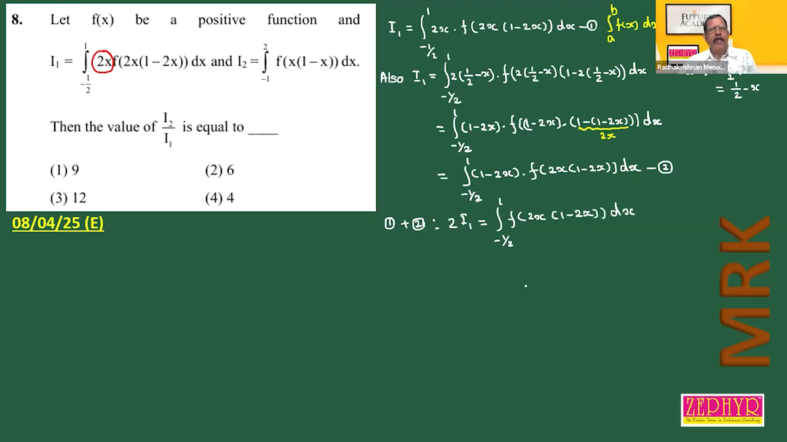Okay. ഇനി നിങ്ങള് I2 നോക്കുക. I2ല് 2x അല്ല x ആണ്. അപ്പോൾ സബ്സ്റ്റിറ്റ്യൂഷൻ നടത്തുക. Put 2x is equal to t. Okay. Therefore, 2 dx equal to dt. Okay. So dx is equal to dt by 2.